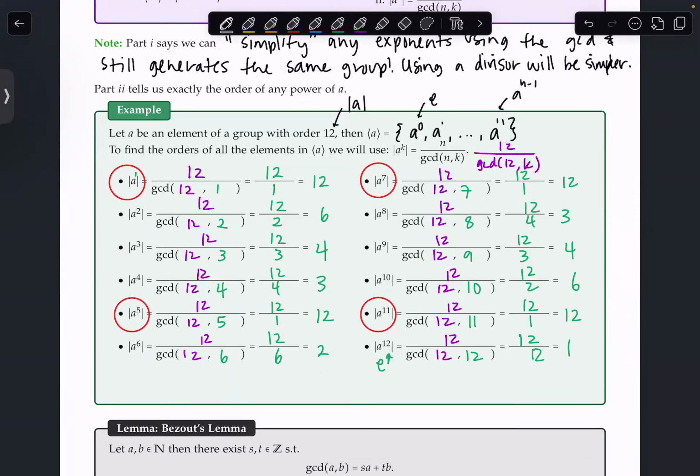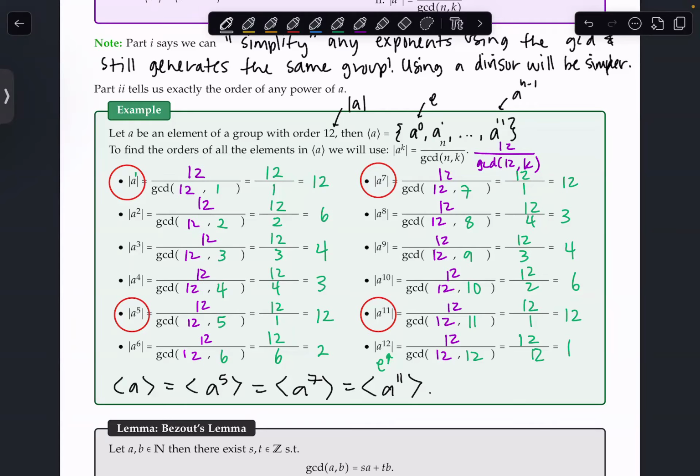So what this is telling me is that the group generated by A is the same as the group generated by 5, by 7, and by 11. There's a lot more information that we can actually see here.